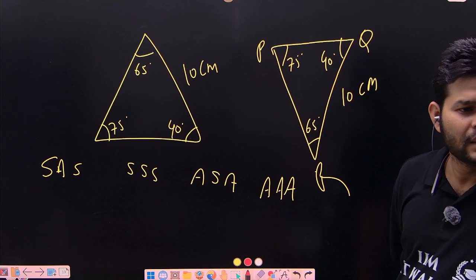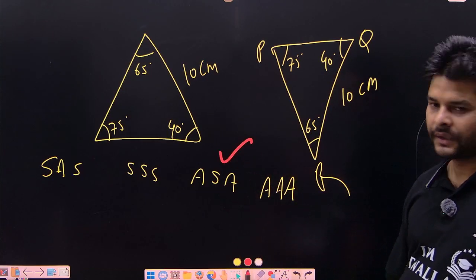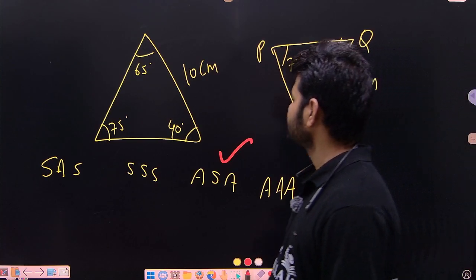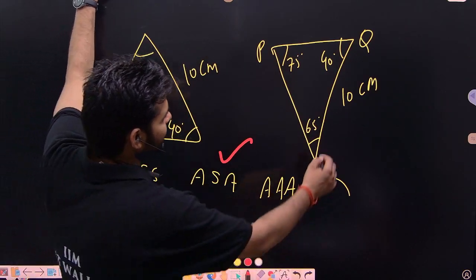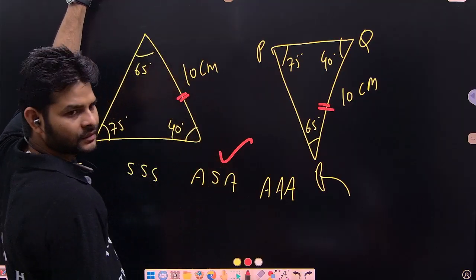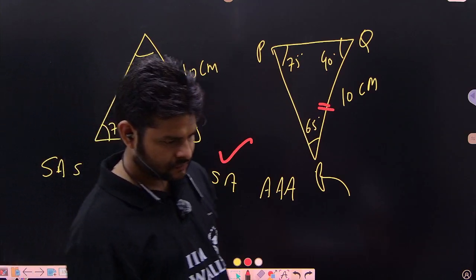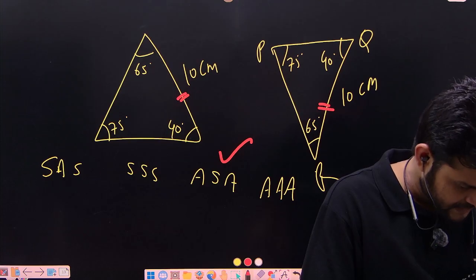Exactly, ASA. ASA means two angles, 65 and 40, and the side on which these angles have been drawn. Two angles and the included side. Now note it down.